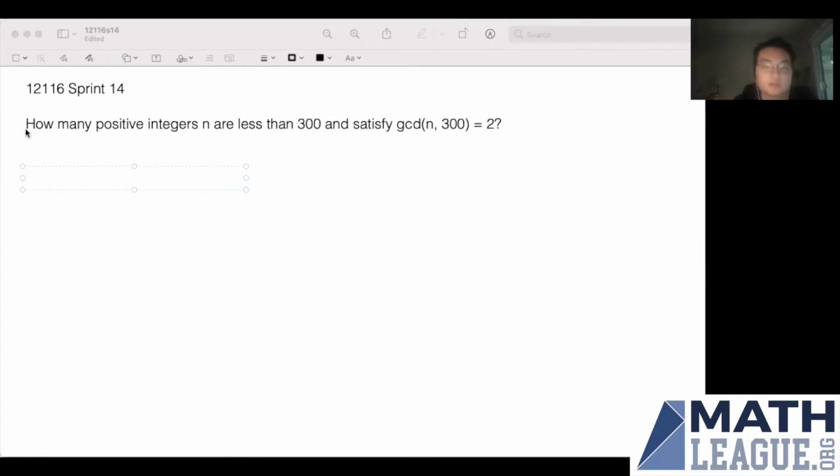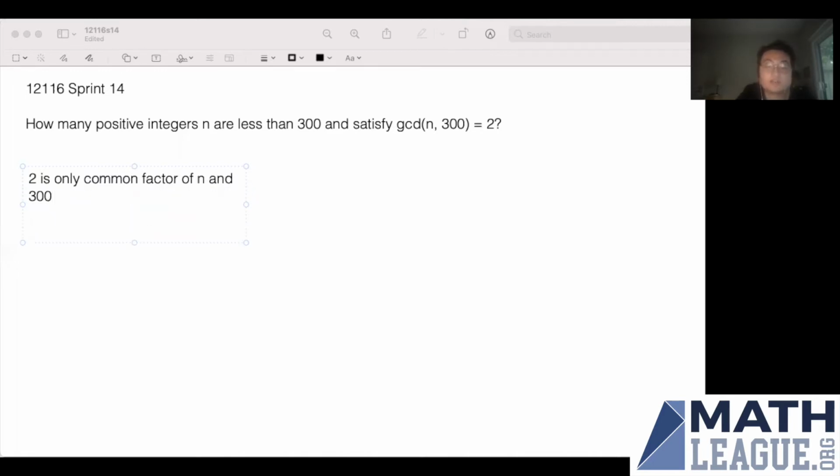So let's take a look at what this problem is saying. How many positive integers n are less than 300 and satisfy the property that the greatest common divisor of n and 300 is equal to 2? Well, if GCD of n and 300 equals 2, then n must be even because it has 2 as a factor. But it also means that 2 is the only common factor of n and 300, right? So only common factor.